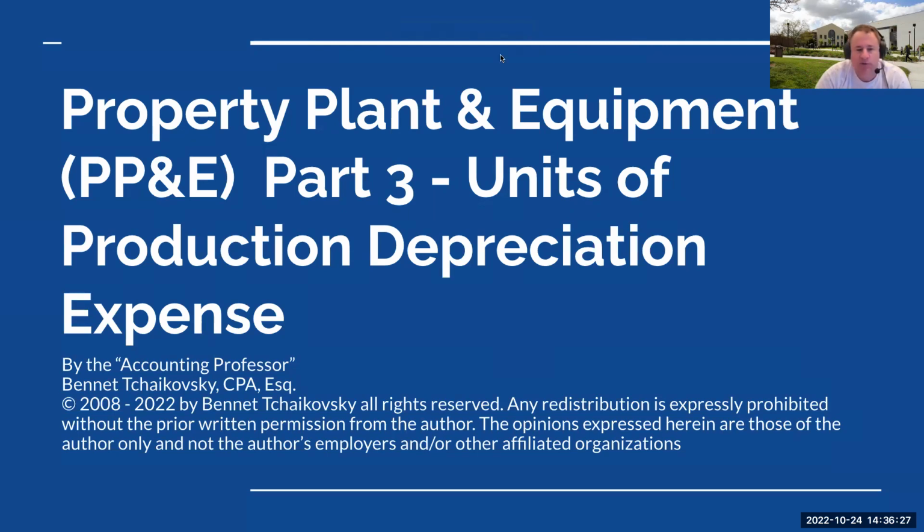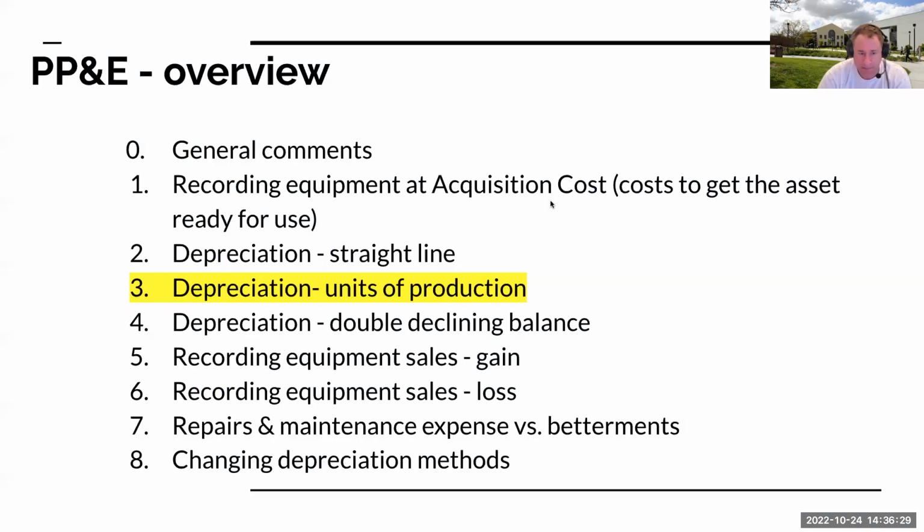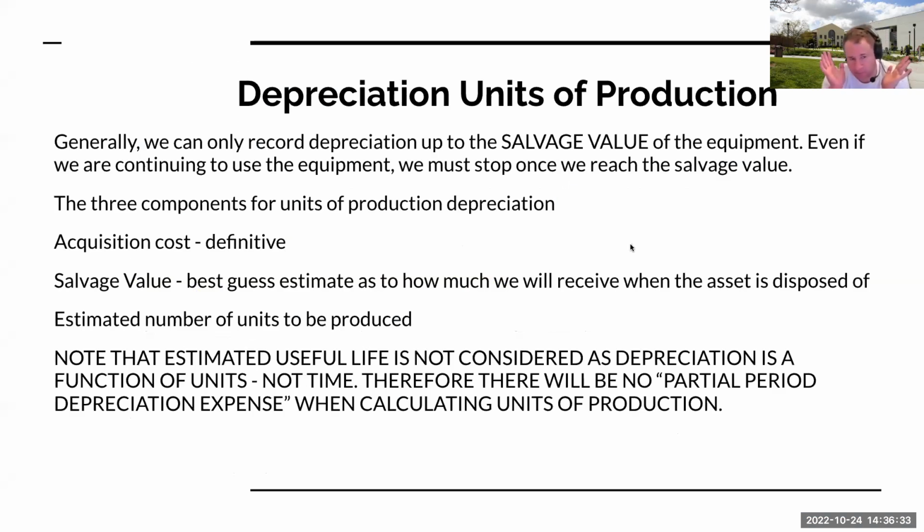Okay, so let's go through and take a look. We're now doing units of production. When we're dealing with units of production, we have the same rules. We can only record depreciation so that the net book value is equal to the salvage value, and we can never depreciate it so the net book value falls below the salvage value, or what we expect to receive for the equipment.